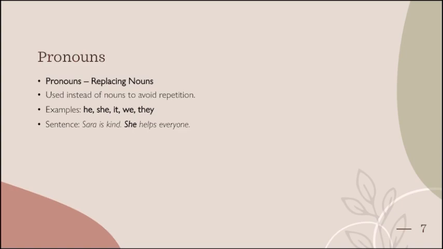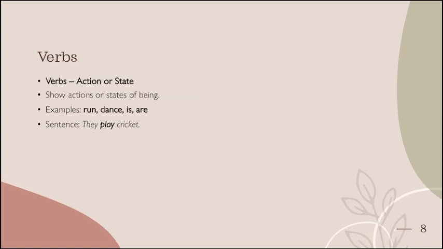The second one is pronoun. Pronouns replace the nouns. Pronouns are the words used instead of nouns to avoid repetition. For example, if we say dog, dog, dog again and again, it sounds weird, right? So instead of using the noun, to avoid the repetition, we use a pronoun. For example, he, she, it, we, they. Sarah is kind. She helps everyone. Instead of saying Sarah is kind, Sarah helps everyone, we say Sarah is kind and she helps everyone.